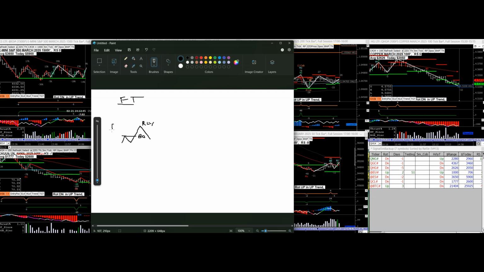And usually the range will be bigger than the prior bar, and the volume will increase. Okay, so the characteristic of a breakout is the HLR, high-low range, is greater than the ATR.